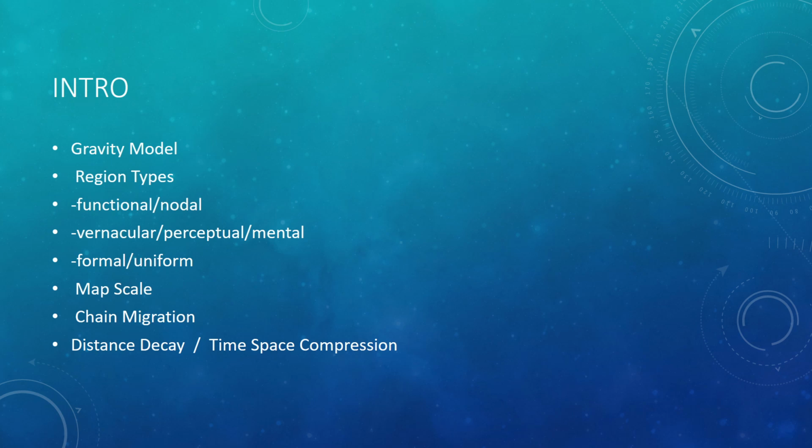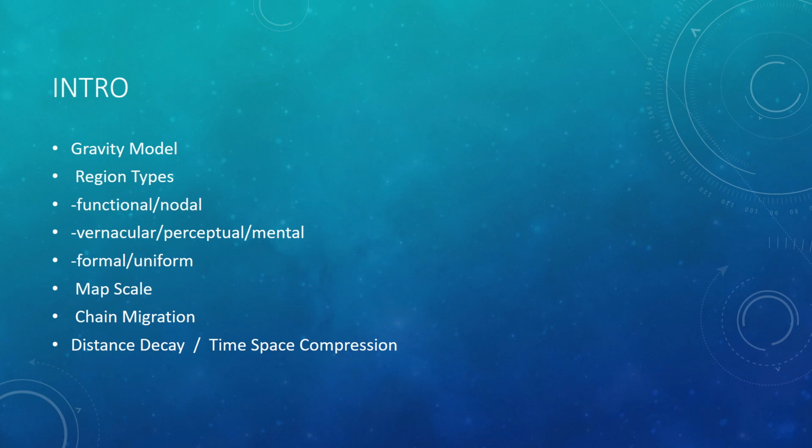Region types. They're right here. I should have separated them out a little bit better. Functional nodal means there's a center, and as you get away from that center, it gets weaker. A market area, like who reads a newspaper, is strong at the center, but as you get away from that town where the newspaper is made, it's going to get weaker. Vernacular, perceptual, mental. That's like a mental map.